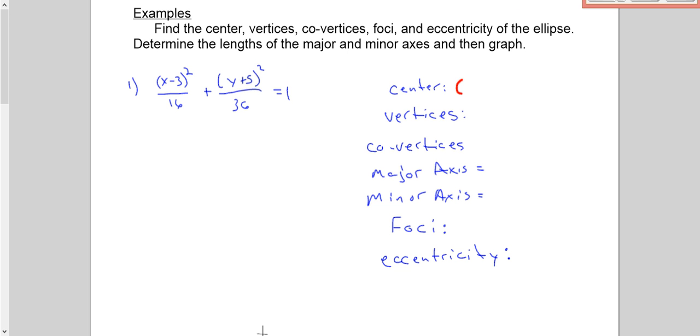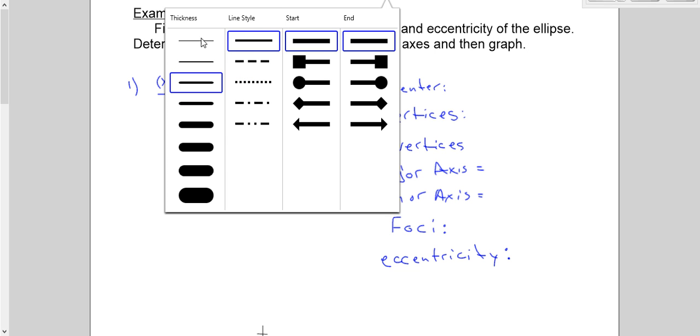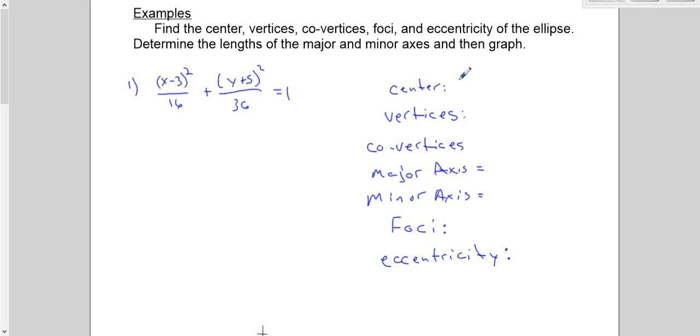So 3. And since this is y plus 5, that's the opposite of the formula, so I'm going to take a negative 5. So my center is (3, negative 5).